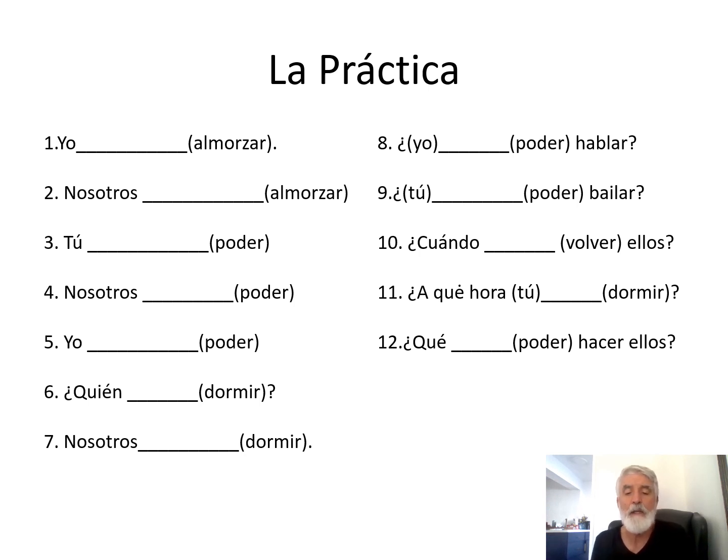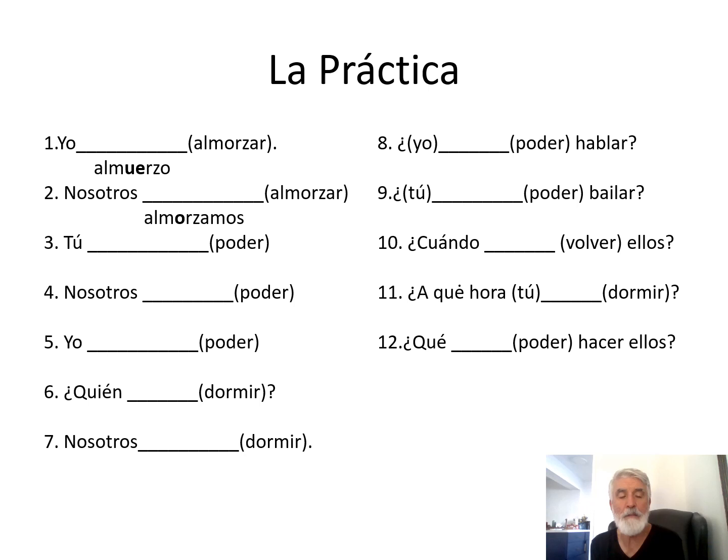So we have yo almorzar. I want to say I have lunch or I eat lunch. Will there be a stem change? Yes, there always is a stem change with yo. What about nosotros? I want to say we have lunch. Is there a stem change? Never. There's never a stem change with nosotros. We use the original stem. Nosotros almorzamos. We have lunch.